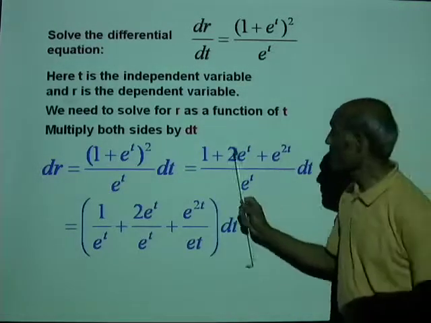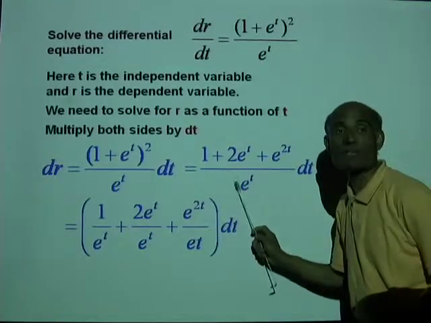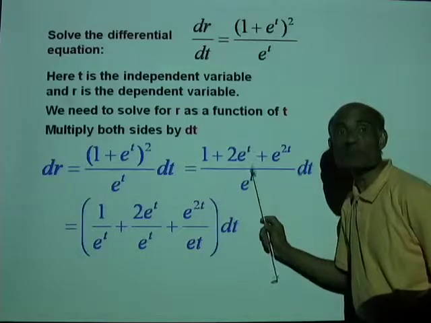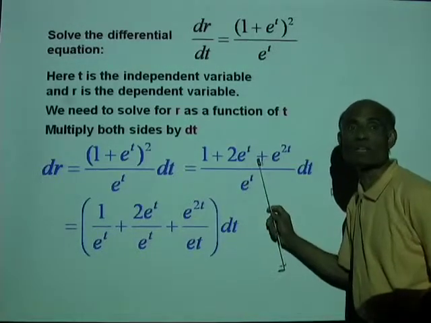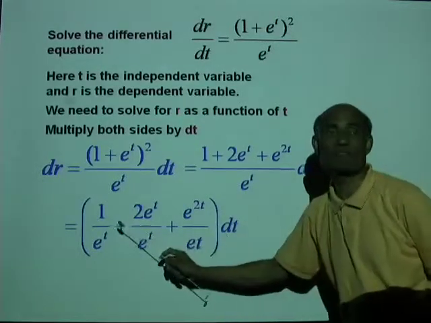Well, now you can split this into 3 pieces. This is 1 over e to the power of t, plus 2e to the power of t over e to the power of t, plus e to the power of 2t over e to the power of t.